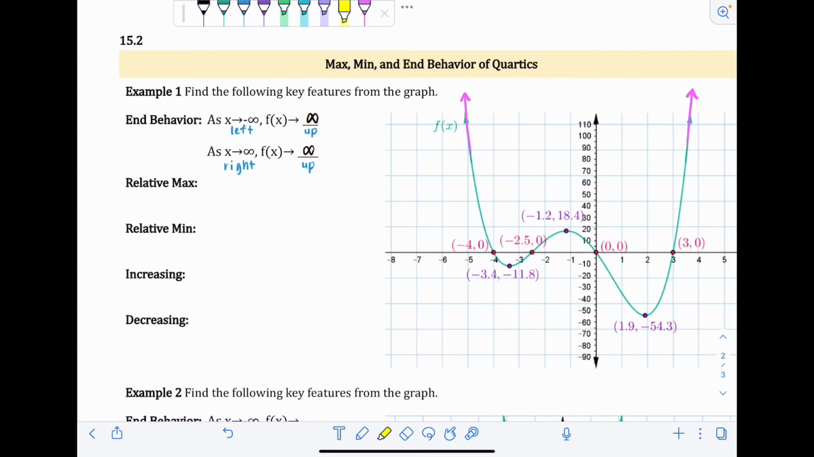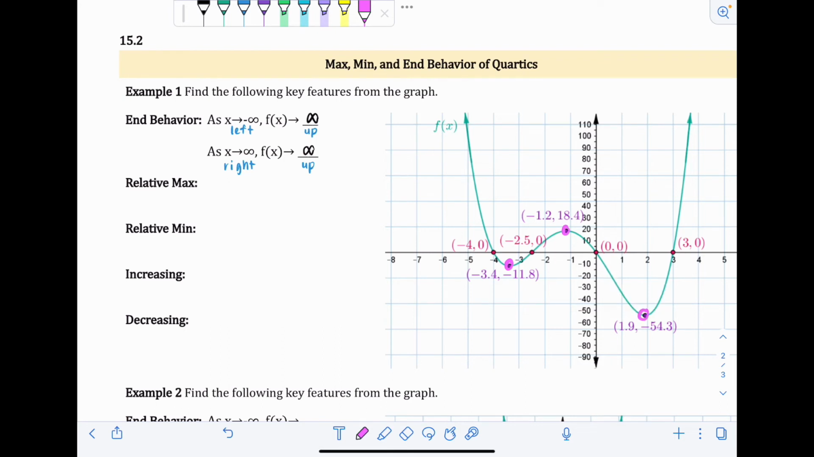Okay, so next is relative max. Remember, anywhere there's a change in direction, there's a relative max or relative min. So if we point out where all the changes in direction are, there's one where we're going down and then we're going up. So we have a change in direction right here. We're going up and then we're going down. So there's a change in direction right here. And then we're going down and then we're going up. So there's a change in direction right here.